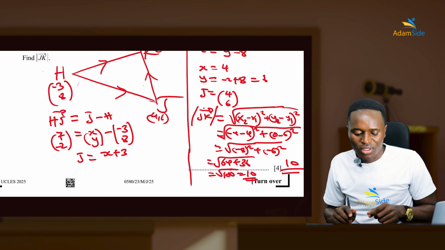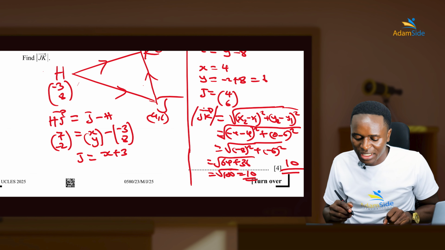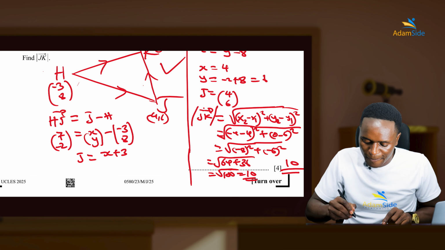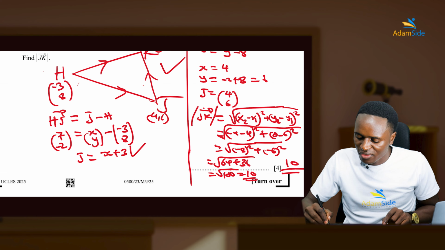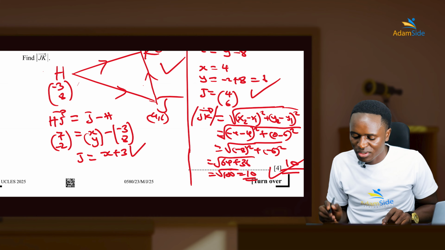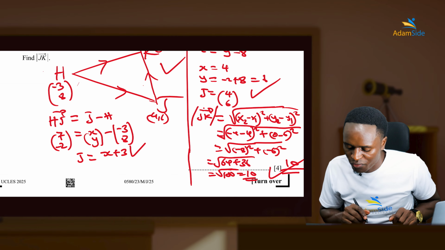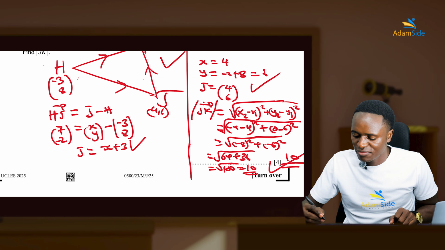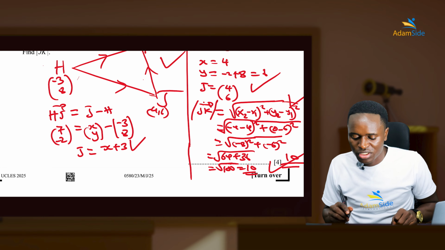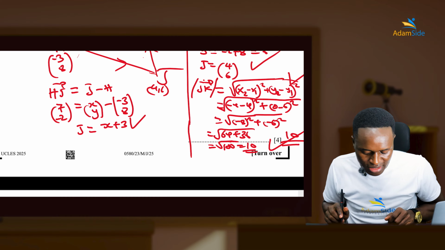You get your marks there. You get all your 4 marks. You have these steps: one for finding J, and then the last one for the answer. So you have your 4 marks. You can also get marks for formulas, supporting your working. Correct. Let's go to the next question.